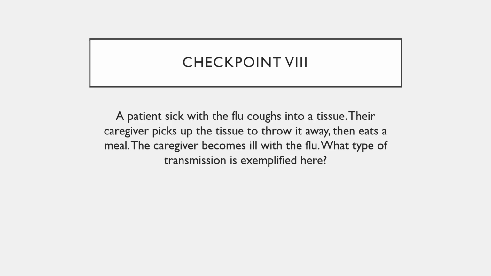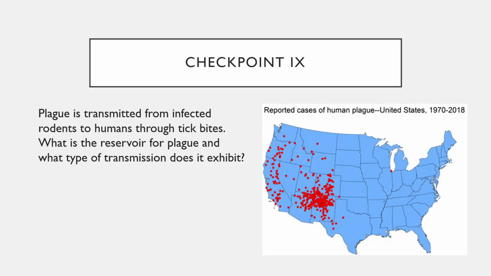And lastly, plague is transmitted from infected rodents to humans through tick bites. What is the reservoir for a plague, and what type of transmission does it exhibit? And once you're finished with this checkpoint, you're finished with chapters 15 and 16.